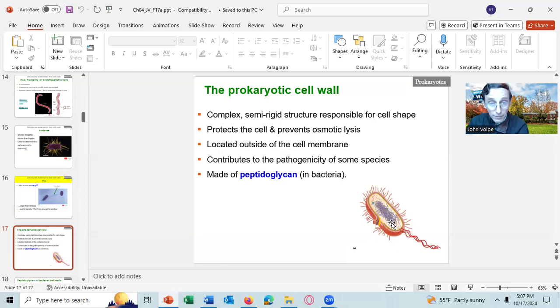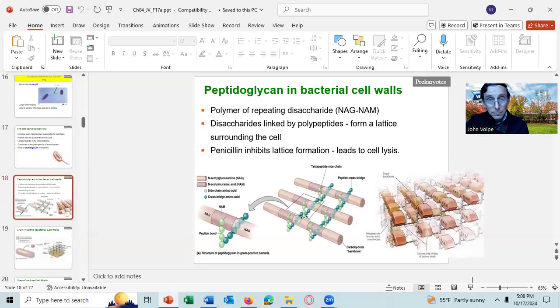And then the cell wall of bacteria is made up of peptidoglycan. This is not true of the cell wall of archaea or the cell wall of plants, protists, and fungi, meaning any eukaryote does not have peptidoglycan. Archaea also generally lacks peptidoglycan. Peptidoglycan is a molecule found only in bacteria in their cell wall. Peptidoglycan is a polymer of a repeating disaccharide, NAM and NAG.